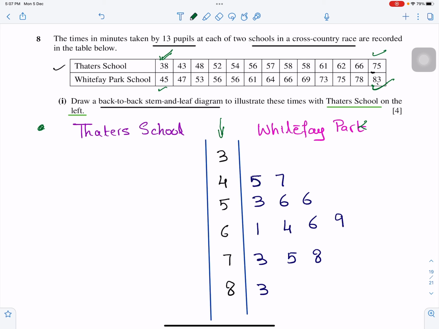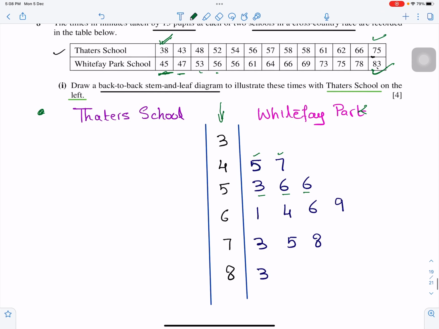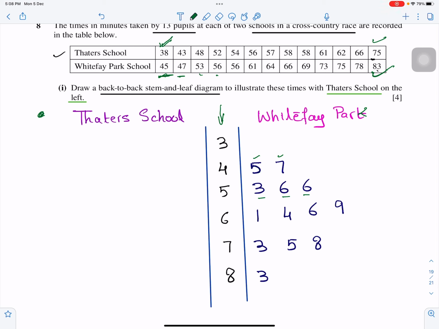So let's see the one which I have already written. Whiteford Park School: you see 45, 47. So I have written 5 here, 7 here. Then 53, 56, and 56 is two times, so I have mentioned it here. These dashes I'm just putting to show you; you will not write these dashes. Then from 61 to 69, I have written 61, 64, 66, 69. Another important thing, if you note down, I am writing one number under the other, so they are in a straight line horizontally and vertically.